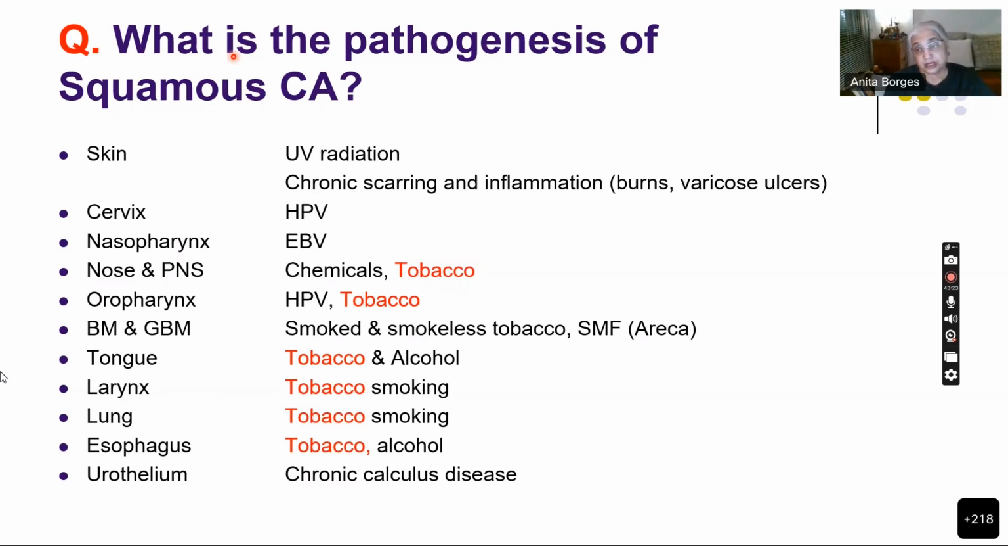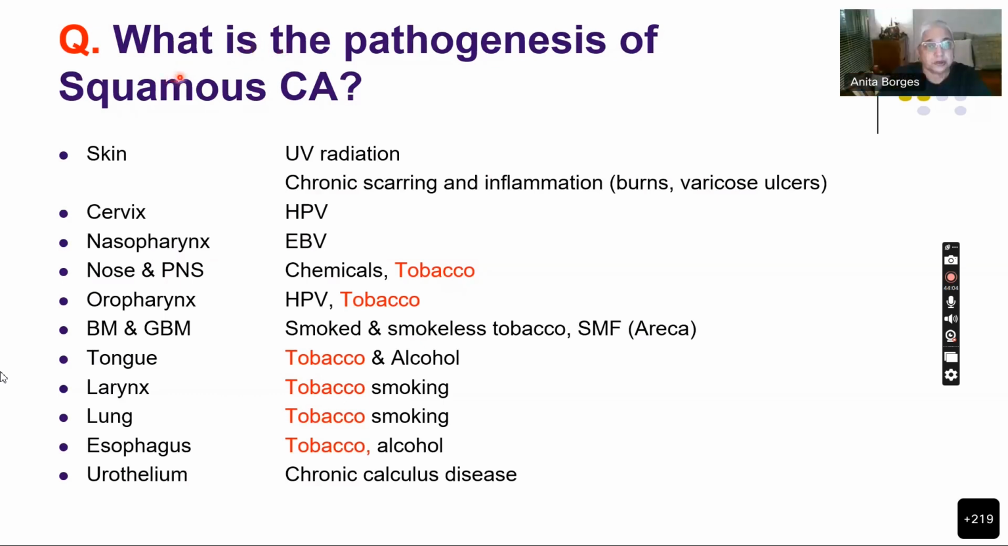And in the urothelium, there is chronic calculus disease, which can cause squamous carcinoma. And if you are a chronic smoker, then the urothelium is also susceptible to urothelial carcinoma. So when somebody asks you a question, if you have understood what that question actually means, then the answer is very easy. You agree, Asma? Yes. So that is the pathogenesis of squamous carcinoma.